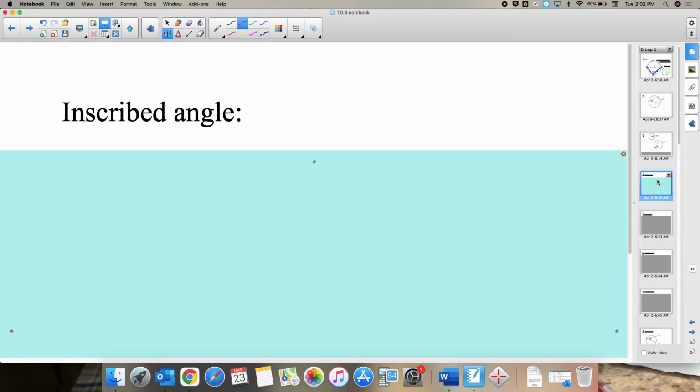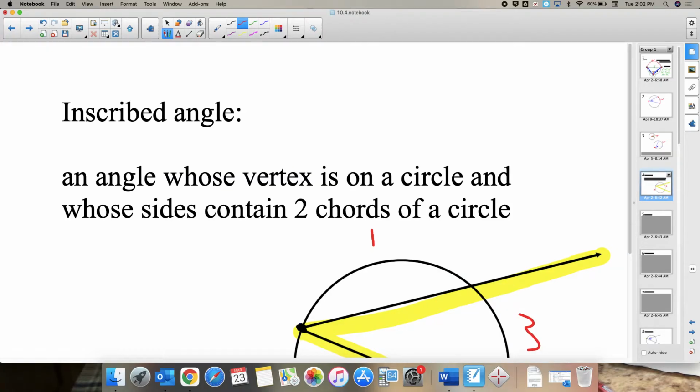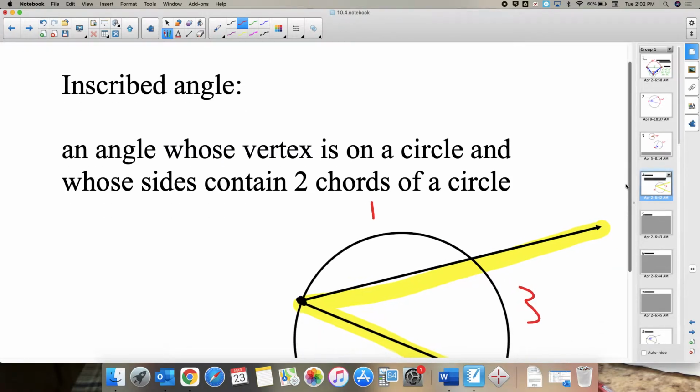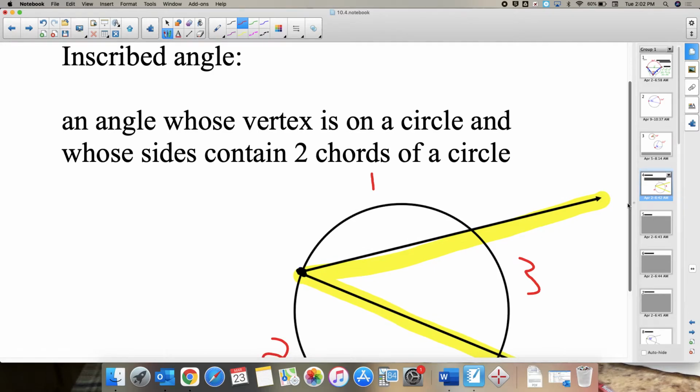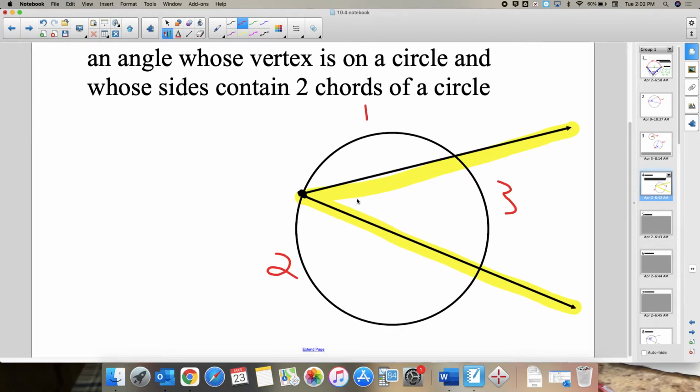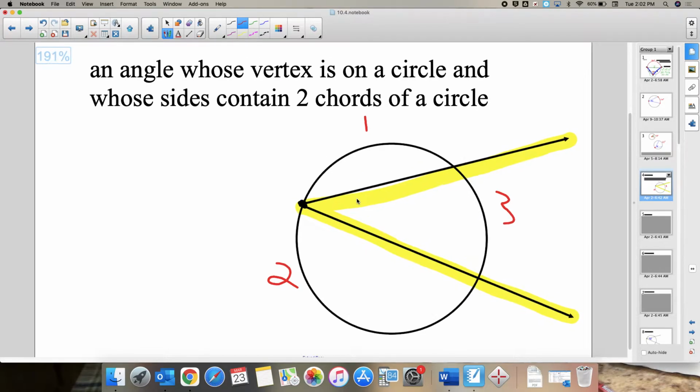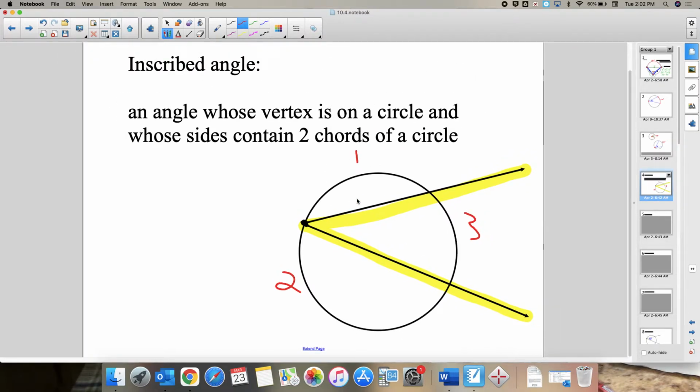That angle we have there, when your vertex is on your circle, it is known as an inscribed angle. It is an angle whose vertex is on your circle and whose sides contain two chords of your circle. So we are looking at this angle right here.